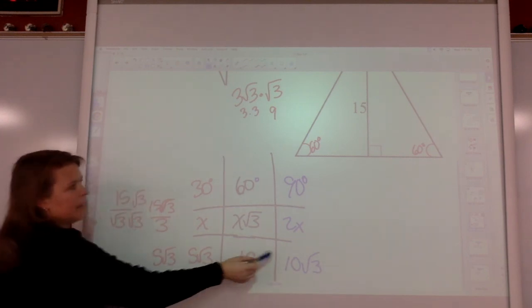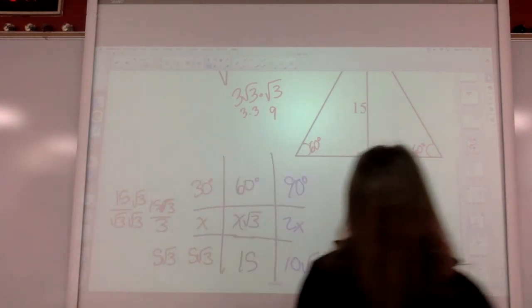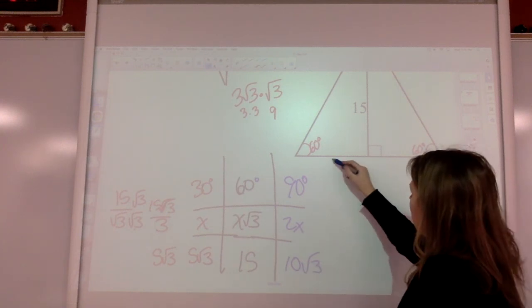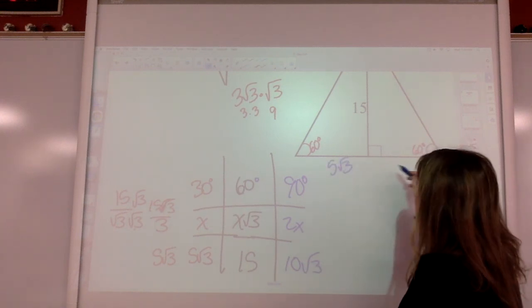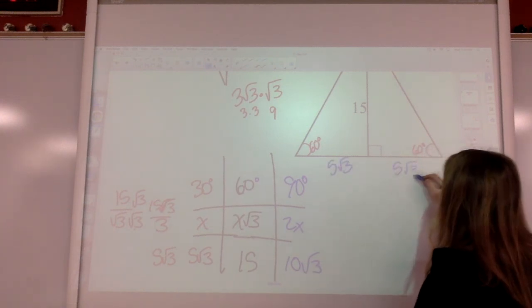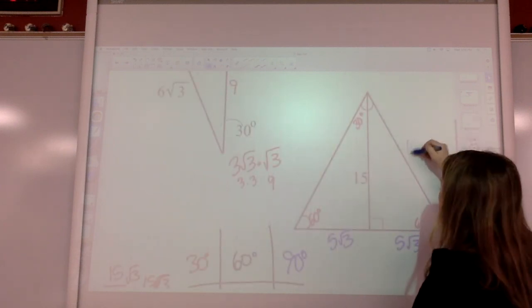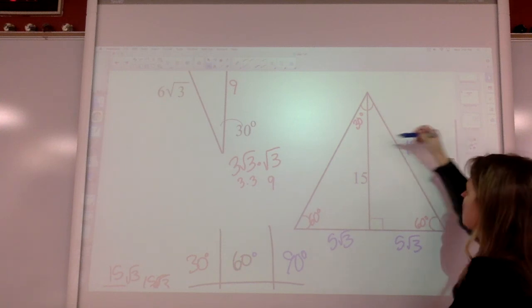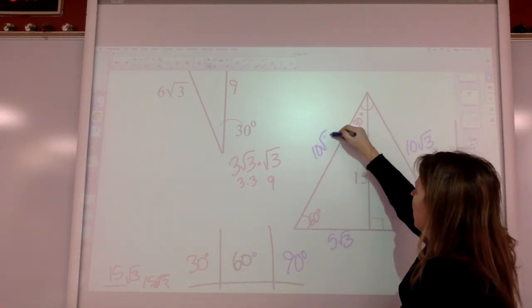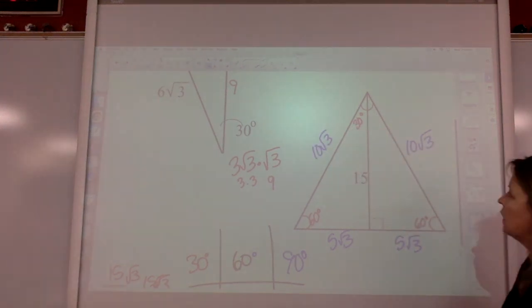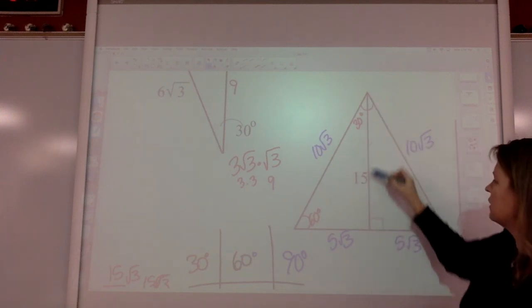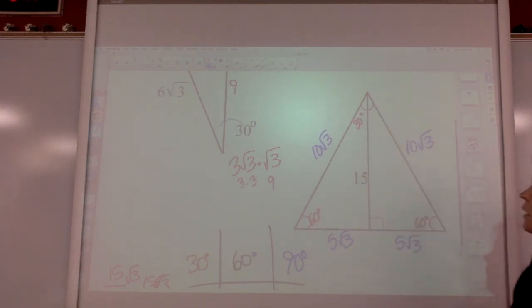So we have our 3 sides. We just have to know where to put them. 5 square root of 3 goes on half of the triangle. You can put it again over here if you want to fill out the whole thing. The hypotenuse is 10 square root of 3, and the side across from the 60, which happens to be the height of the triangle, is 15.